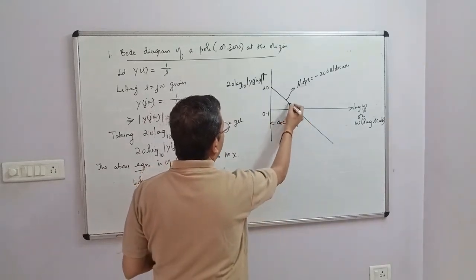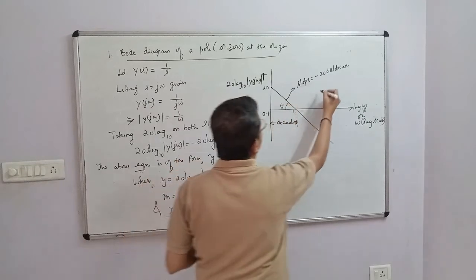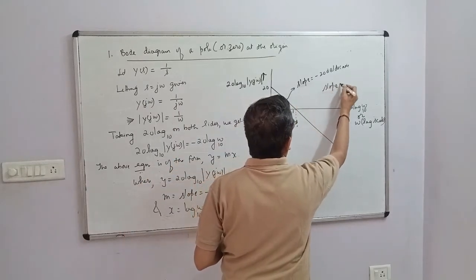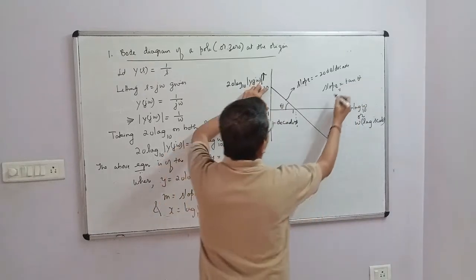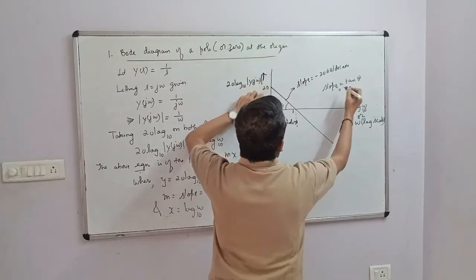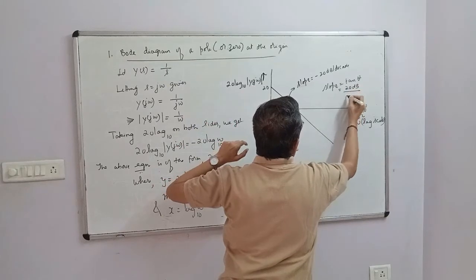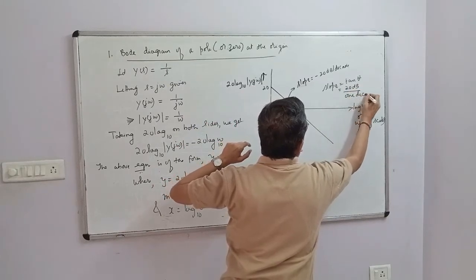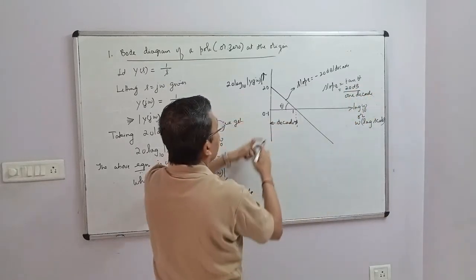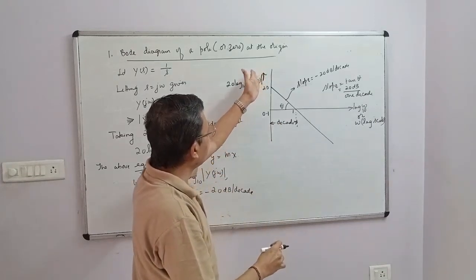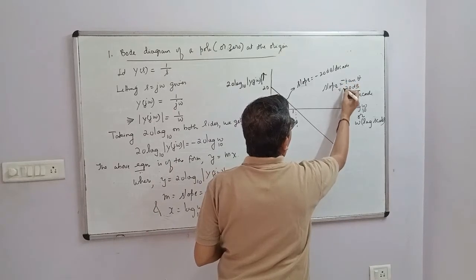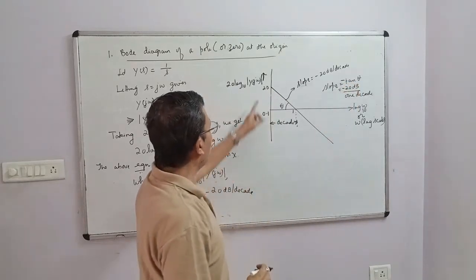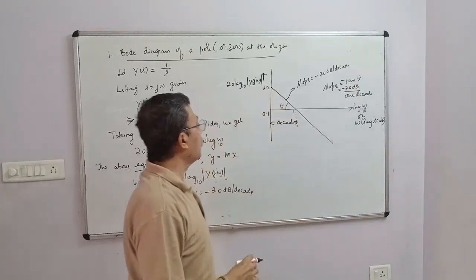If you take this angle as theta, slope is equal to tan theta. The y-axis represents 20 dB divided by 1 decade, the adjacent side. Since the line is falling, slope is negative, hence I put a minus sign here. So the slope of this line is minus 20 decibels per decade.